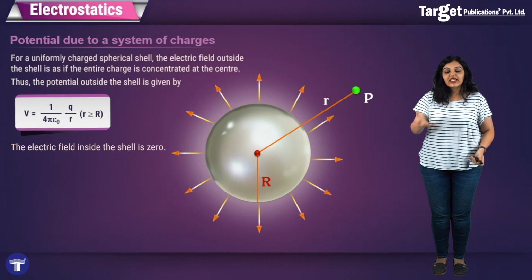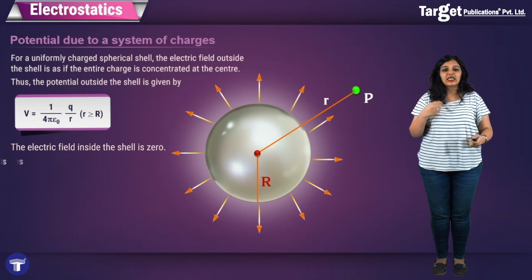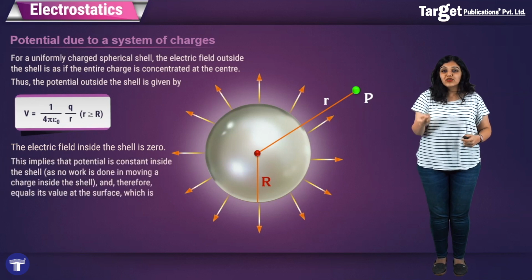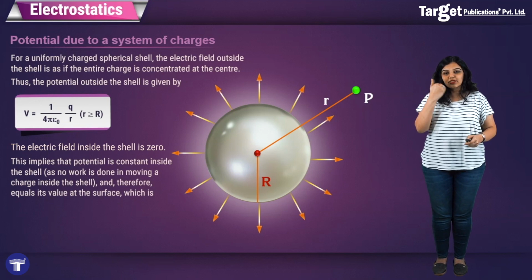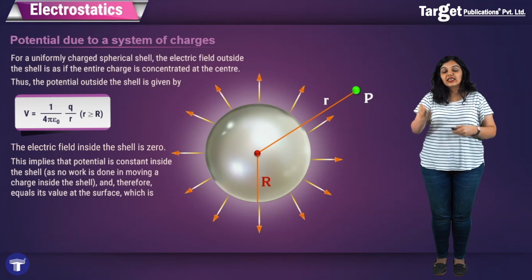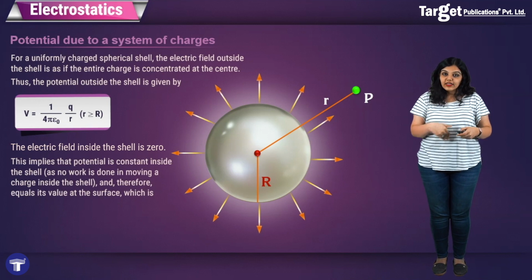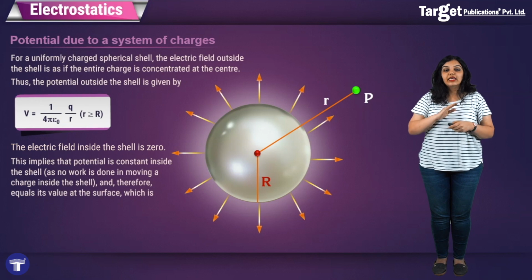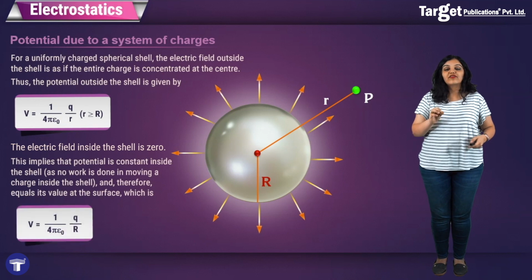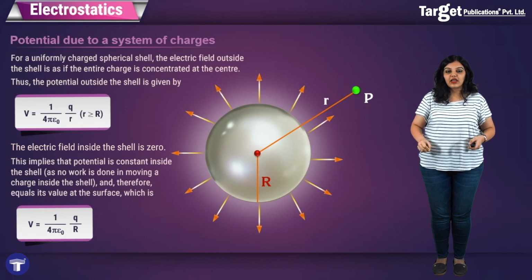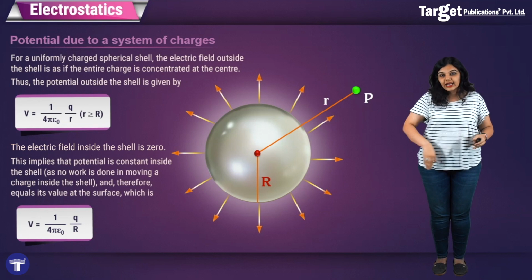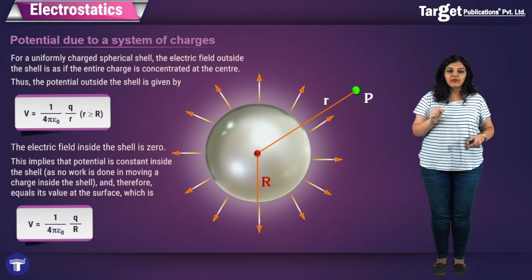And if the electric field inside is 0, then no work will be done in moving a charge from one point to another inside the shell. And if no work is done, it means that the potential is constant. So we say that the electrostatic potential inside a conductor, in this case inside the uniformly charged spherical shell, will be constant, and it will be equal to the value at the surface. That means instead of writing small r, I will say capital R. The potential inside this uniformly charged spherical shell is 1 upon 4 pi epsilon naught q by capital R.